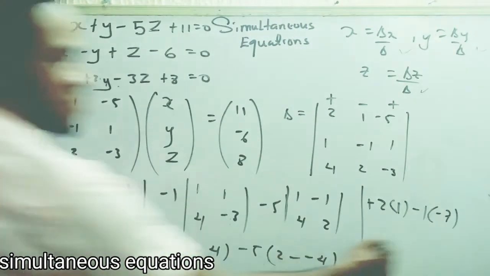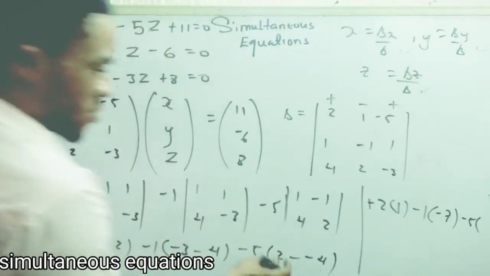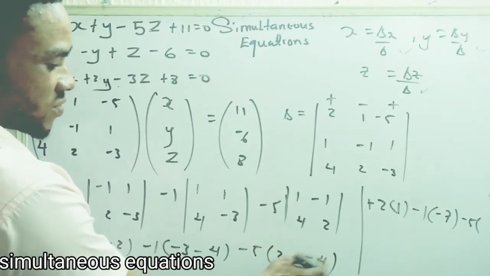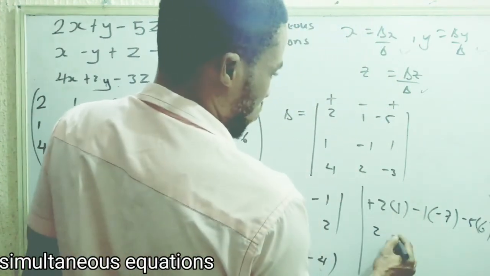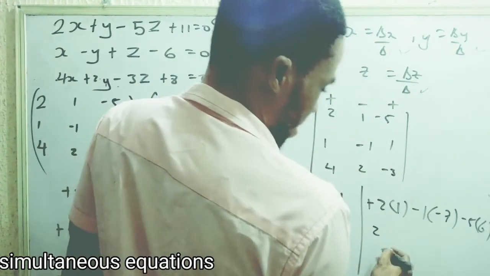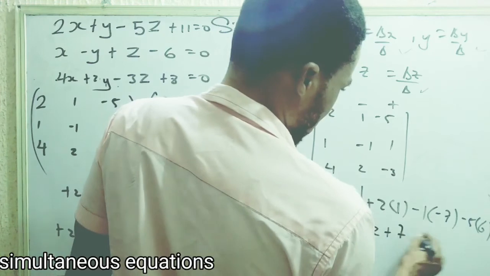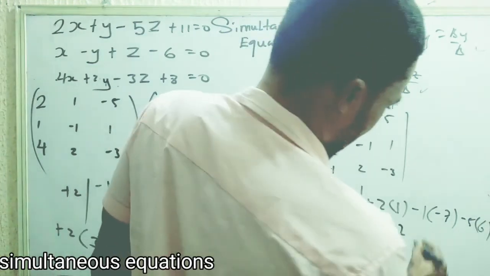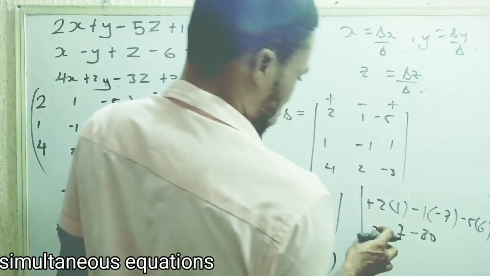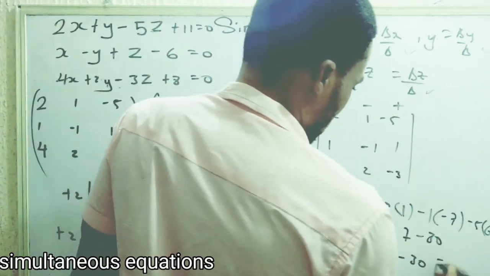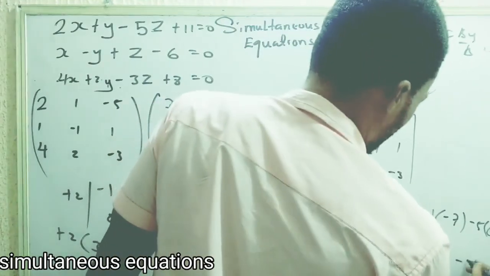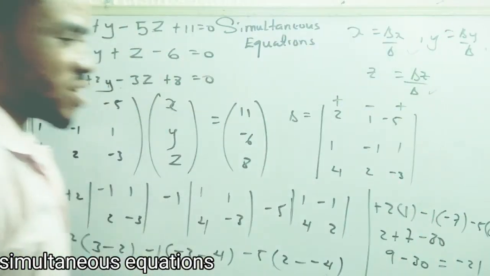And the last one, then I have minus 5. The 2 together with this negative is plus. That's 2 plus 4. I'm going to have 6. So I have this times 2, this is plus 7, this is minus 30. So 2 plus 7 is 9. Minus 30. So 9 minus 30 is minus 21. So we have gotten the determinant.